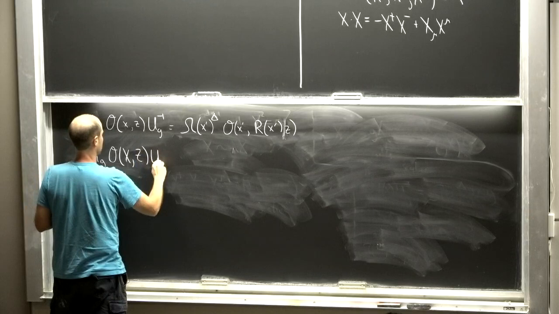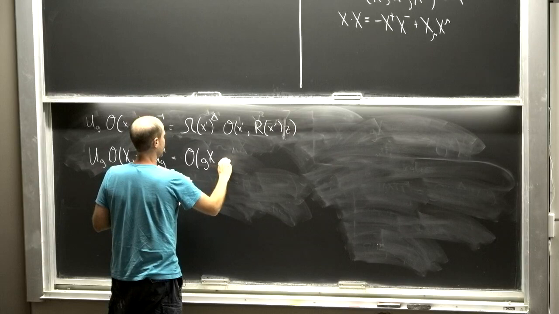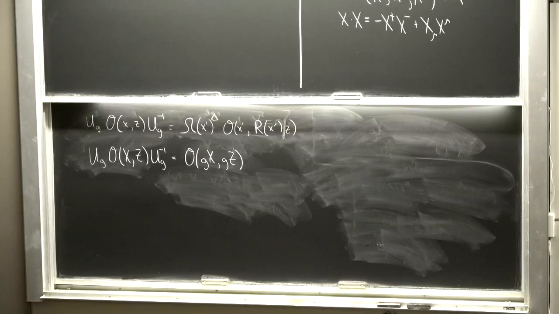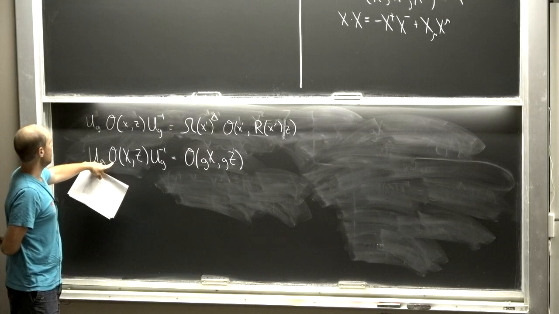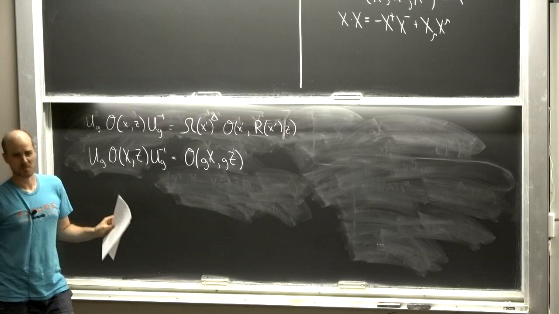So its coordinates just transform linearly. By the way, I apologize for using the same letter for the embedding space lift and the original operator. Hopefully it doesn't cause too much confusion, but please raise your hand and ask if something is confusing. Any questions?